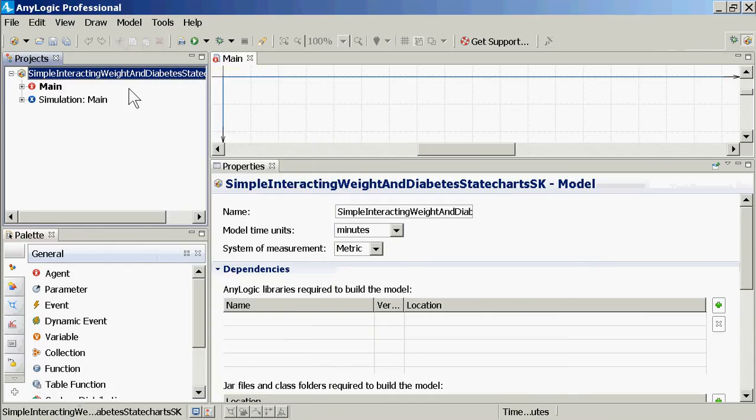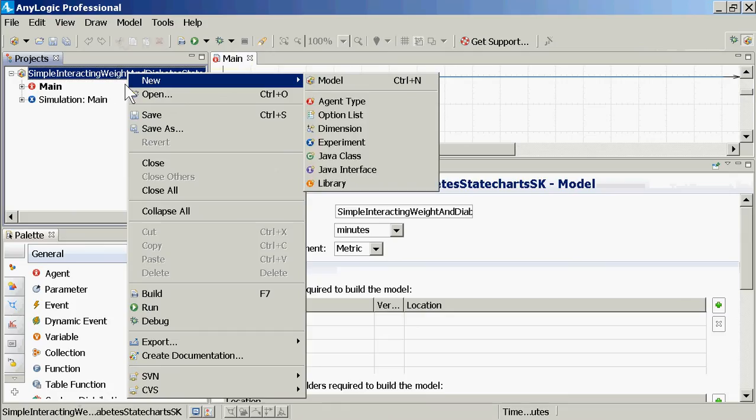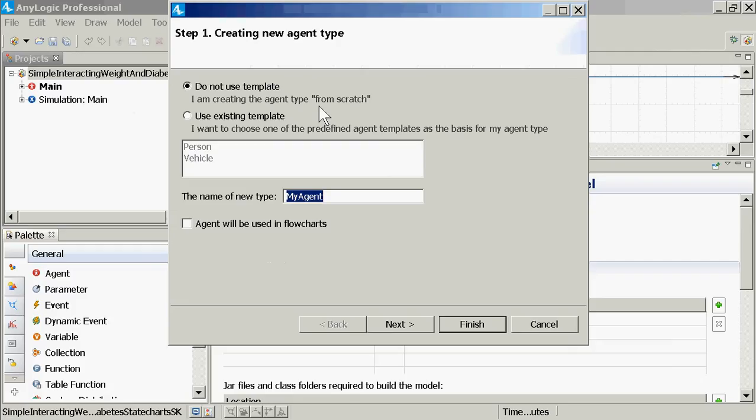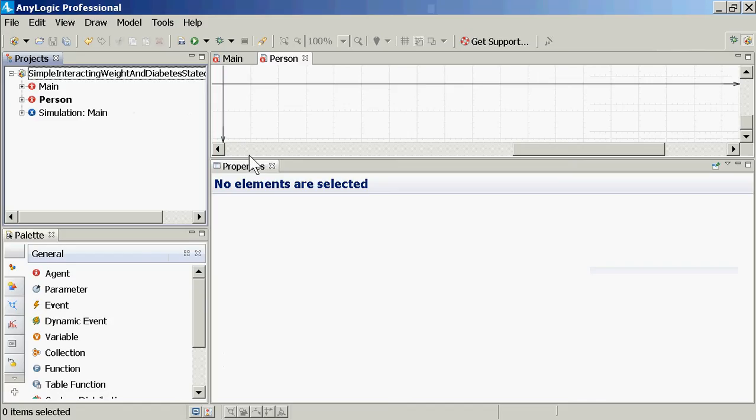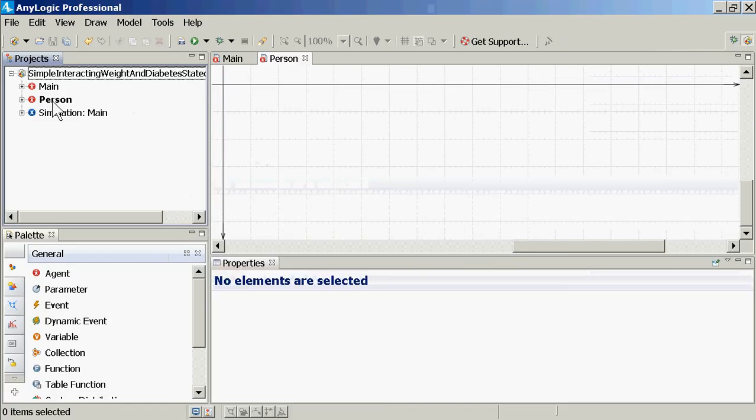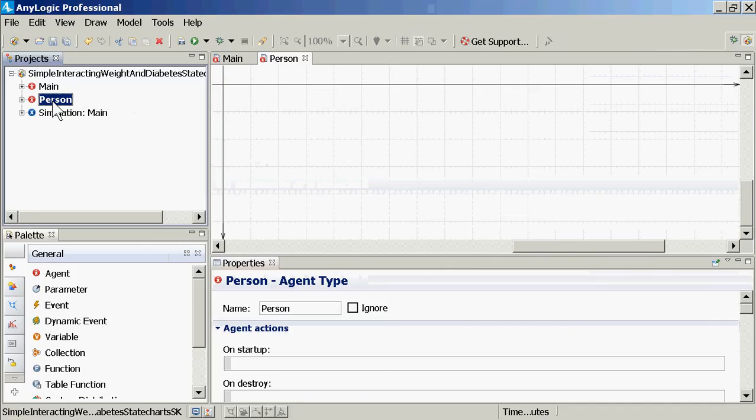How do I go add a person class? Right-click on the model, and then we could do add new, and what do I add? Agent type, and I'm going to add person. Okay, and do finish. Great. So ladies and gentlemen, we wish to lend this person an appearance, and we're going to give them an appearance as a little person in this case.